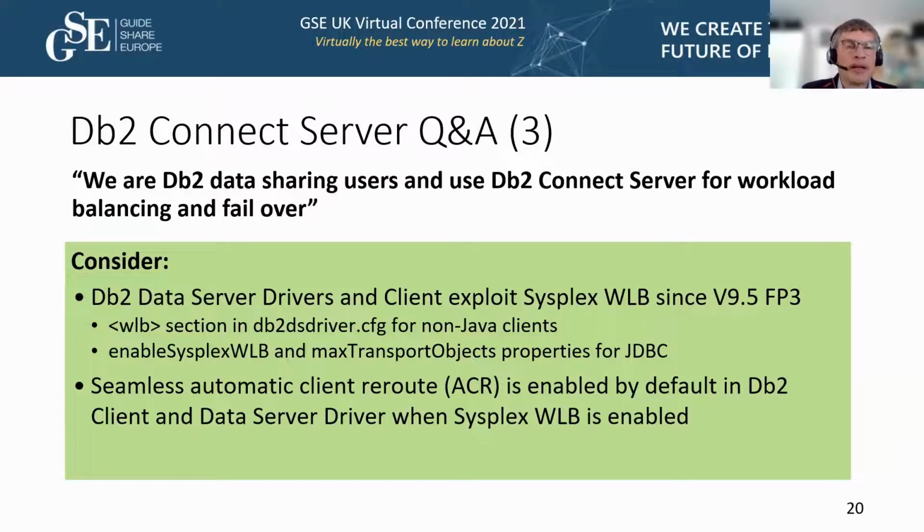So everything which is required to interact with the Sysplex distributor to check which is the best member to connect to in a data sharing environment is handled by the data server driver itself. So there's no need to have Db2 Connect server in the middle for just that reason. And there's also the concept of automatic client reroute, which means that whenever one member fails, another member is taken. This is automatically activated as soon as the Sysplex workload balancing is set on in the data server driver configuration for a connection.